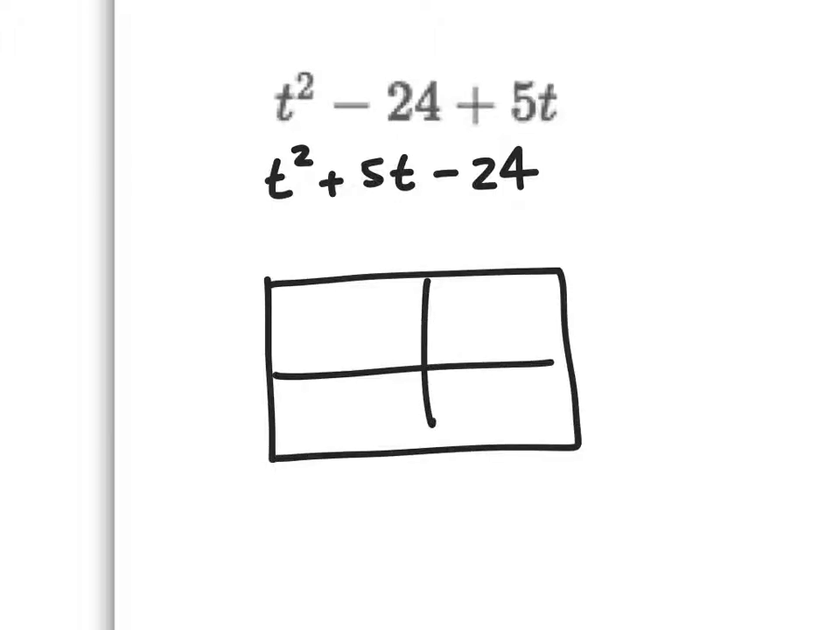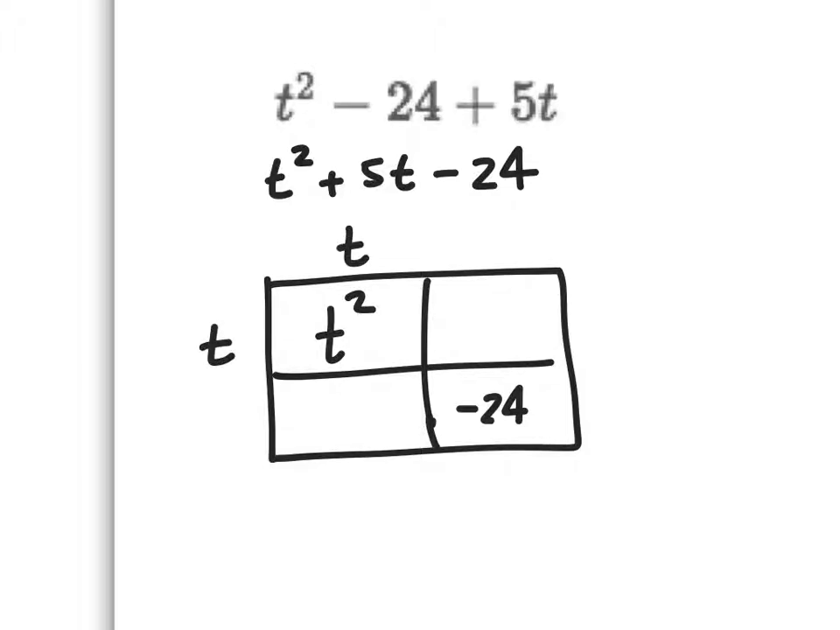Okay, I'm going to put t squared here, negative 24 in my last box. And the reason why I did this, guys, is because your constant value should always be at the very, very end. Okay, so now let's write this as t times t, and then negative 24.